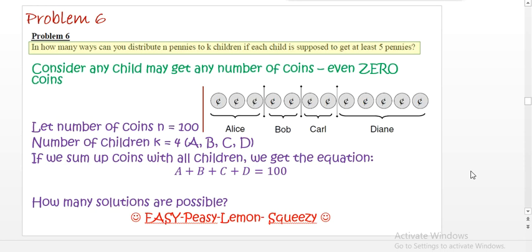Over here just be careful what the value of n and k is. So k is the number of types. We have 4 types of kids, so k is 4. So 4 minus 1 is 3, and we have to choose 100 coins that we distribute among them. So 3 plus 100, 103, choose 100. So in that many ways we can distribute these coins among k children. This we have already done.